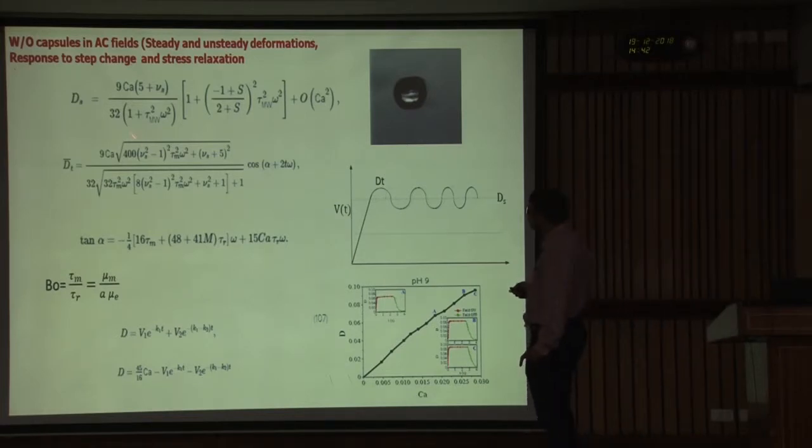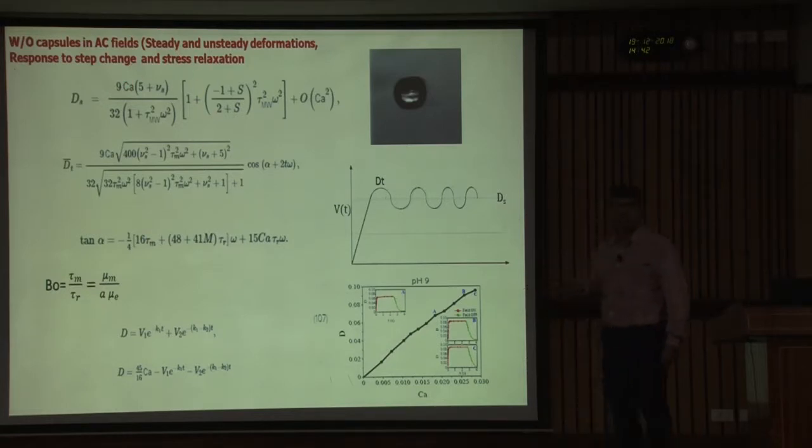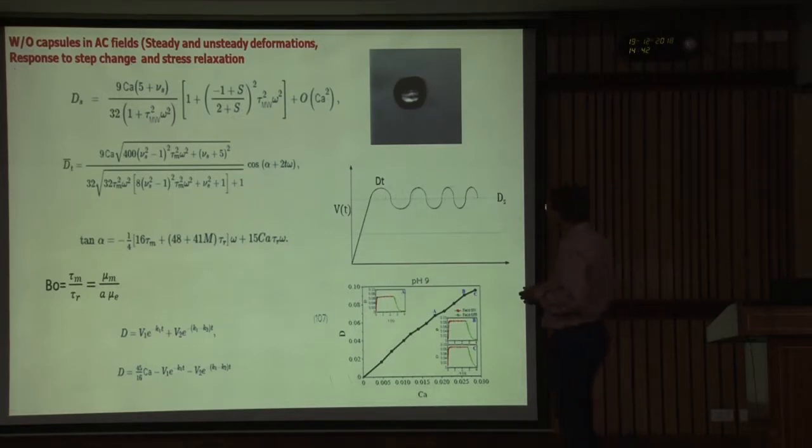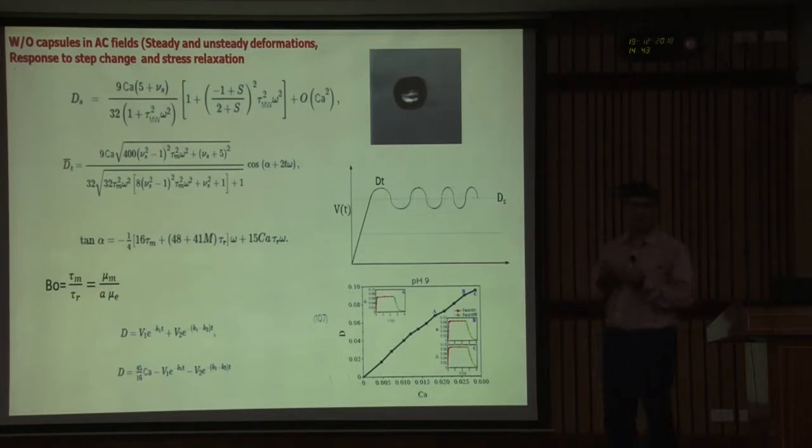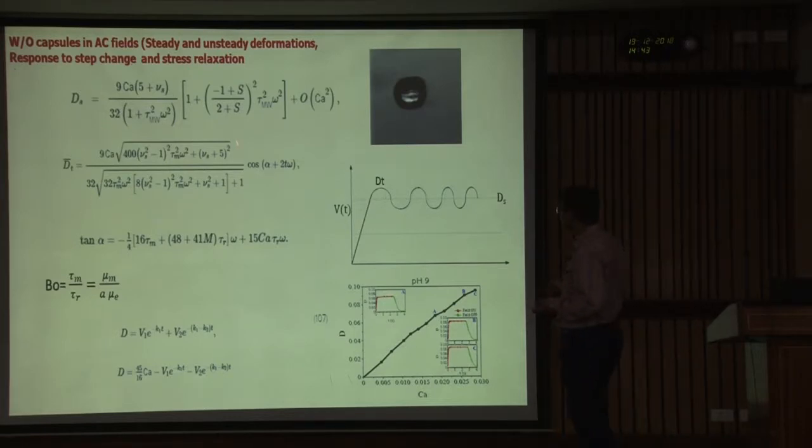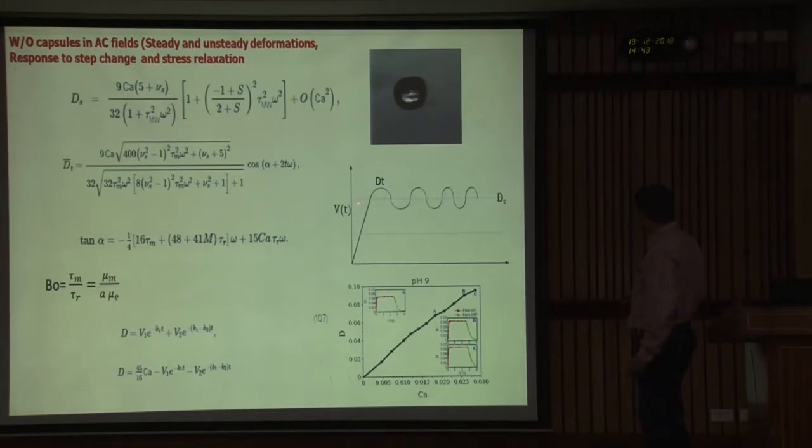What I could do in the meantime is get expressions for a capsule in an AC field. This is for a water in oil capsule, and the advantage of a water in oil capsule subjected to AC fields is that all the electrostatic timescales are so fast that the dynamics is only determined by the interfacial dynamics. So the membrane viscosity and the membrane elasticity determine the dynamics, and one can get expressions for the deformation. If you apply AC fields, you get a deformation which is also oscillatory, with a steady part and an oscillatory part, and we could derive expressions for both.